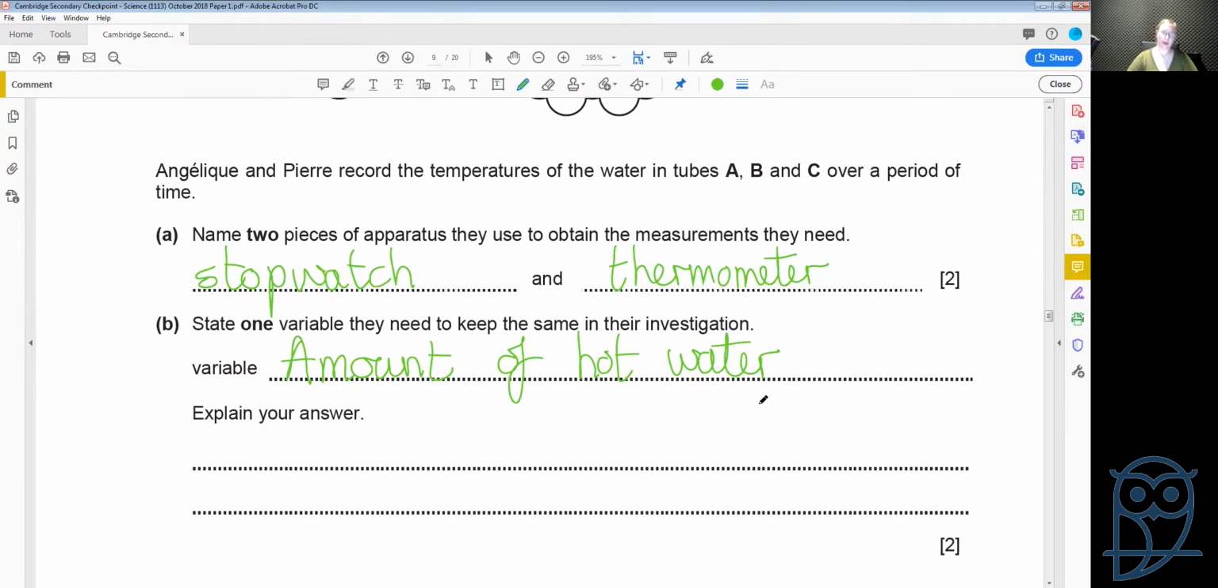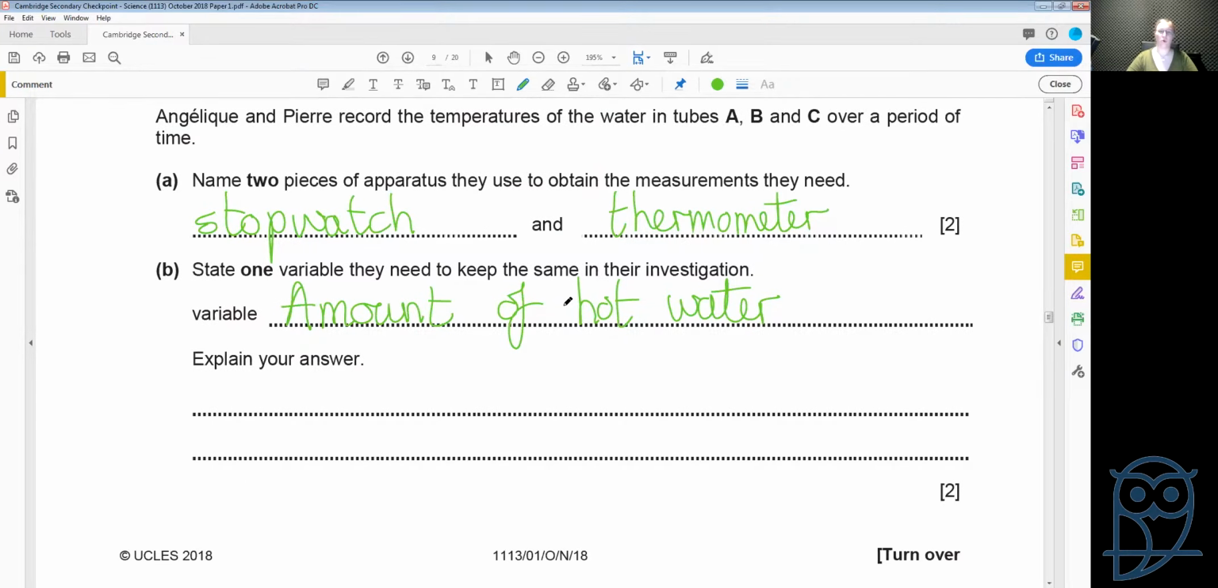Okay, and then it says explain your answer. So here you need to justify why you said whatever you said here. So let's go through them again. In order to keep the starting temperature the same, you want to have them all start at the same temperature so that you can compare the test tubes A towards the test tubes B and C, and see whether they are actually decreasing in temperature or staying warmer. So that's the explanation that you can give for the starting temperature.